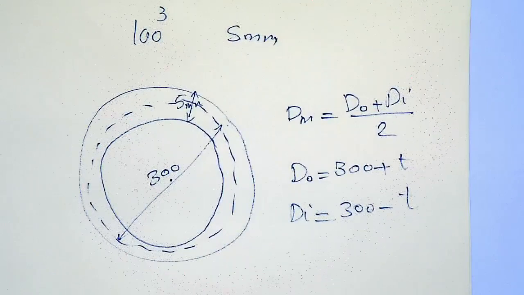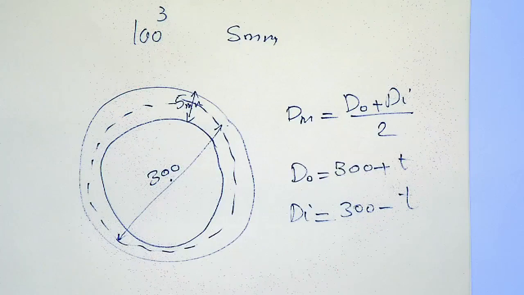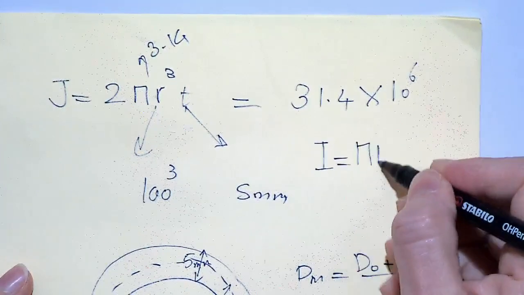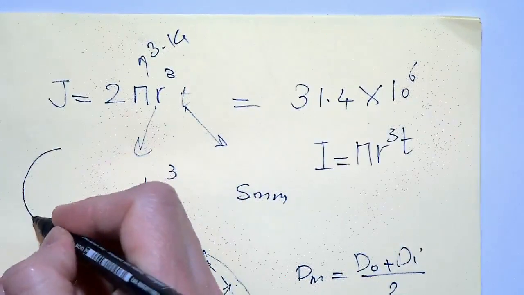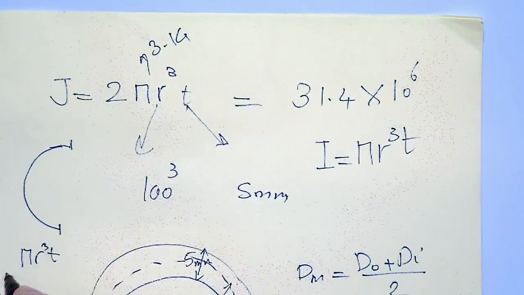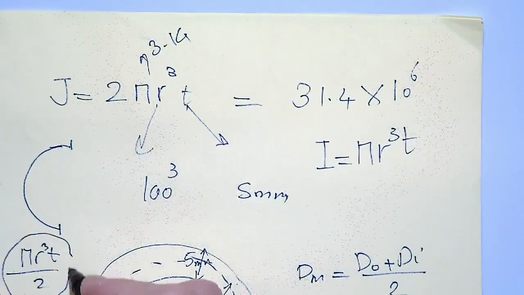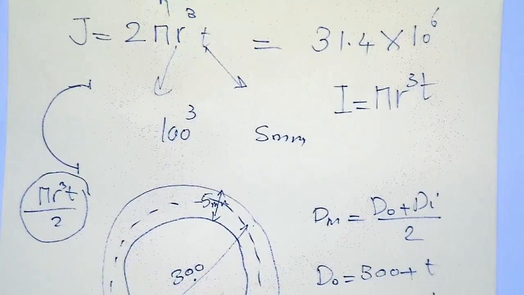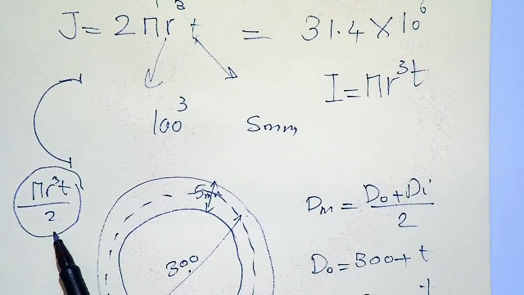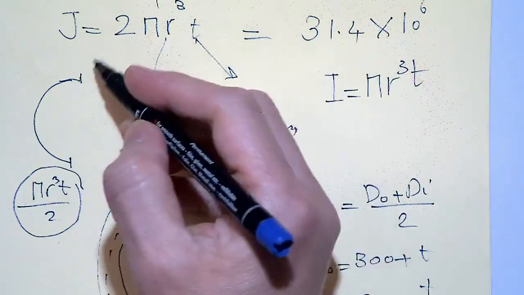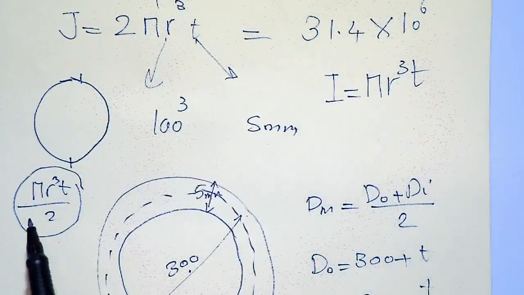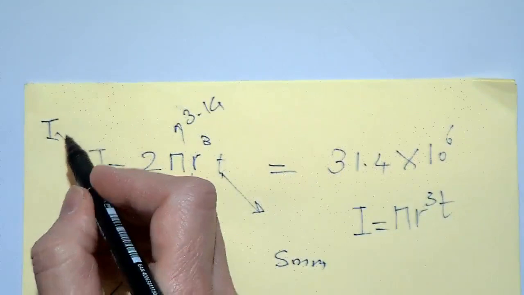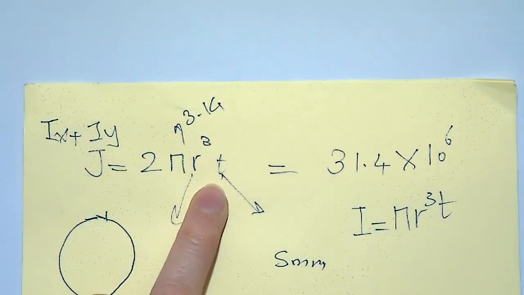But if I were you in the exam, if I am given the mean diameter, just use the equation 2 pi r cubed t to find J. I say it's pi r cubed t over 2 because this is for a semicircular cylinder, and you have this equation in the exam. This equation is coming from your examination data sheets. For a semicircular one, if it's a full cylinder, it becomes twice that. Because J is equal to Ix plus Iy, we've got pi r cubed t plus pi r cubed t. It gives you 2 pi r cubed t.